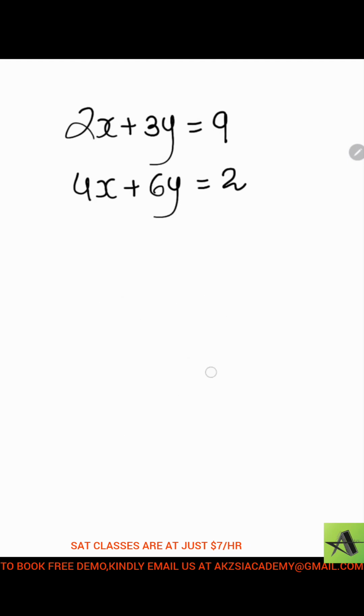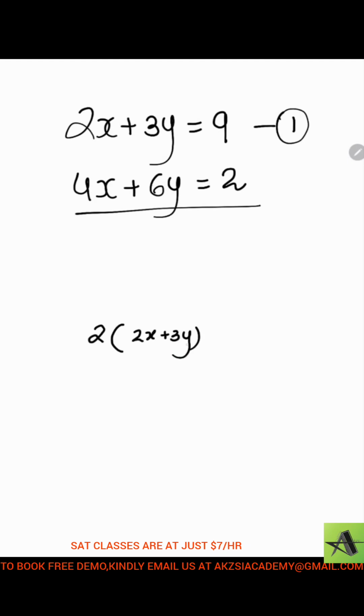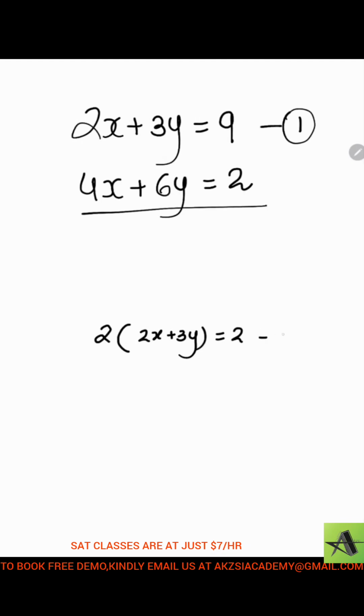How can I verify that it's definitely not going to give me any solution? From the first equation, I will find that 2x plus 3y is 9. If I substitute this value in the second equation, that means the second equation can be written as, if I take out 2 as common, 2 times (2x plus 3y) equals 2. This is how I can write my equation number 2.